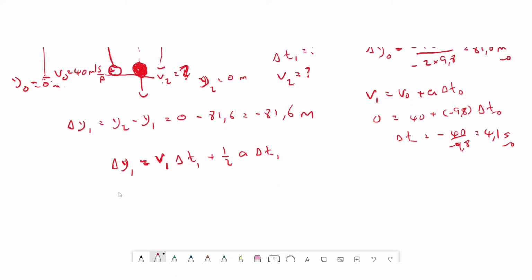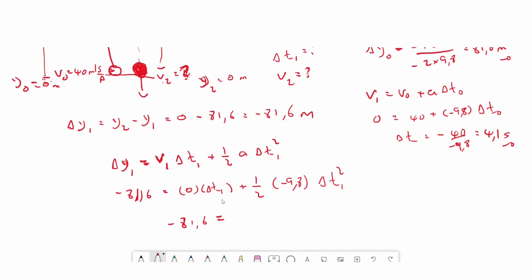So what is this one? This is minus 81.6, this is going to be 0 times delta t1, I don't know what that is, plus half, minus 9.8 delta t1 squared. I forgot to put a square here. All right, so this is minus 81.6 is equal to, you have that, what is that? It's 4.5 and then 0.4. So it's more like 4.9. Should be 4.9.